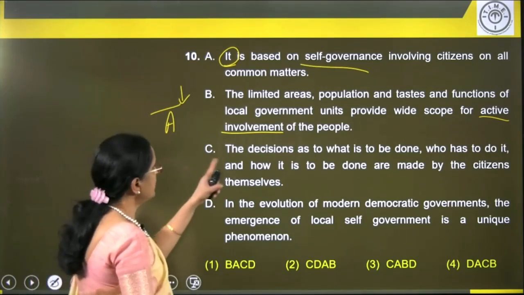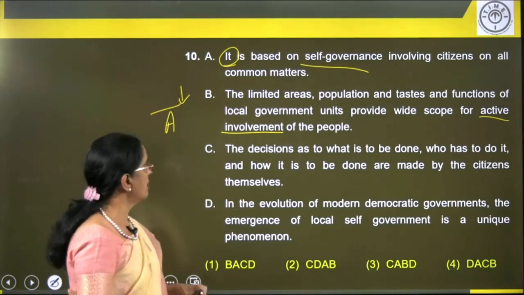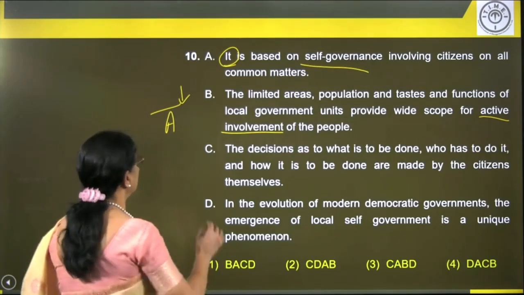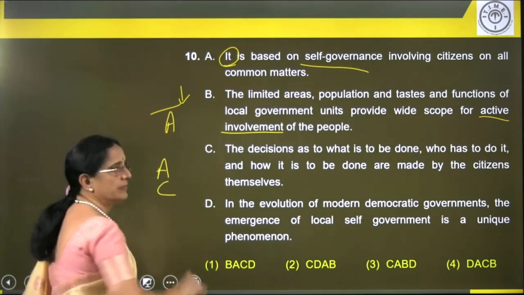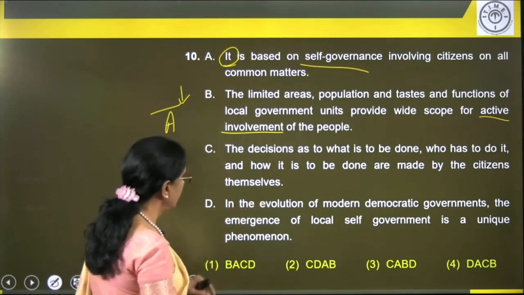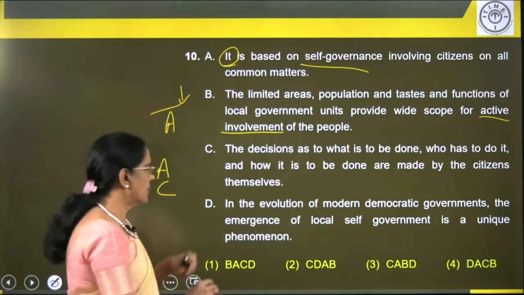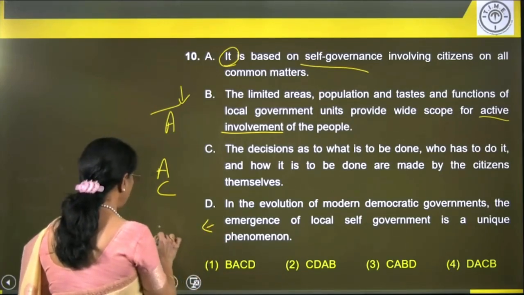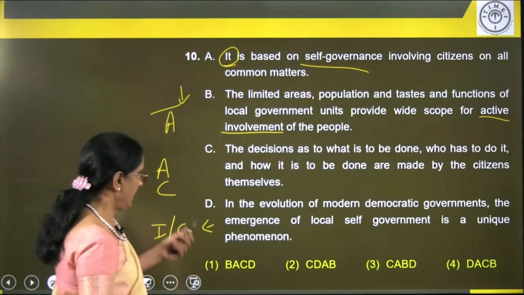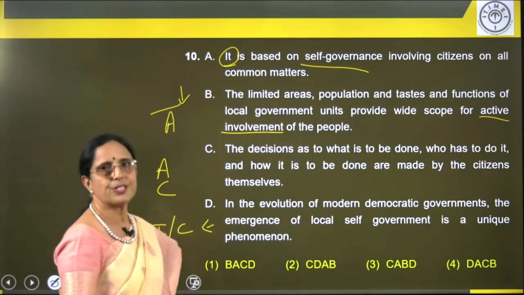Connected. The decisions as to what is to be done, who has to do it and how it is to be done are made by the citizens themselves. Alright. Where do you connect that? AC? Yes. You can connect A and C. In the evolution of modern democratic governments, the emergence of local self-government is a unique phenomenon. What's the possibility of D here? Dear aspirants, it should be either introductory statement or concluding statement. Agree? Alright. Okay. So, going by the tone, you can decide this is intro statement.